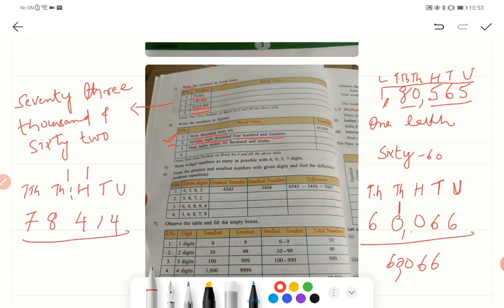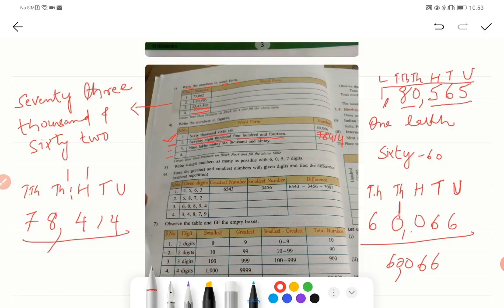So this will be your 78,414. 78,414. Okay, so try to do the rest, students. Whatever we have done here, you need to complete your whole exercise at your home, and we will discuss those things when we come online.